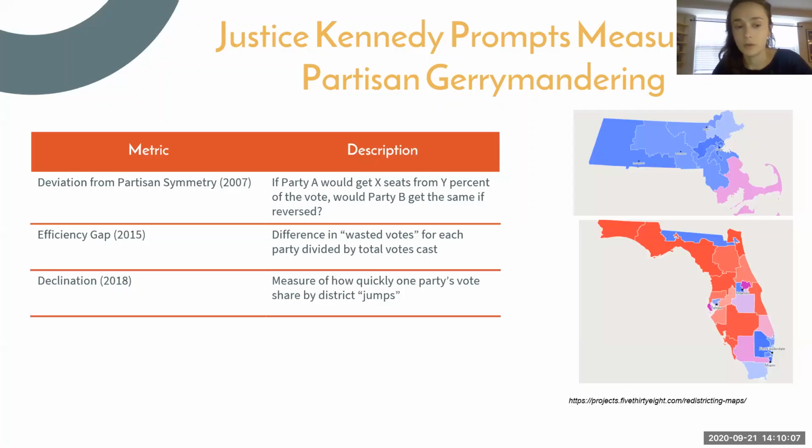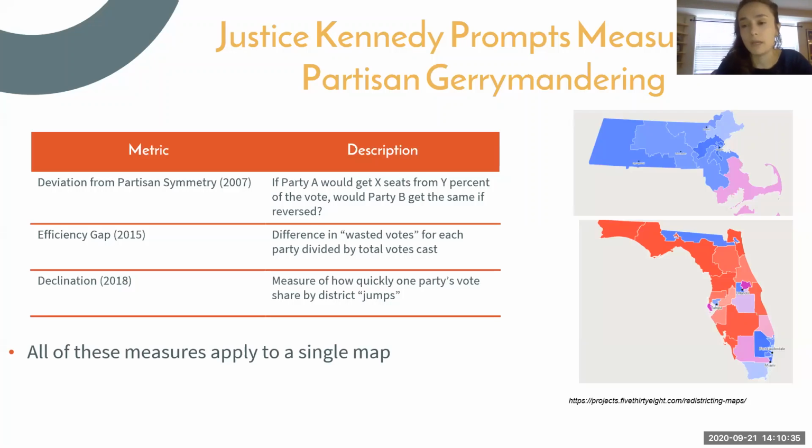Declination, a little less well-known, came out a couple of years ago, and that measures how quickly a party's vote share jumps from district to district. So in that packing and cracking case, if a party is thinly distributed across several districts, their vote share might be really low there. But in districts where they're packed to get a majority, their vote share would jump up in those districts. And so that's, again, a way of getting at this packing and cracking idea.